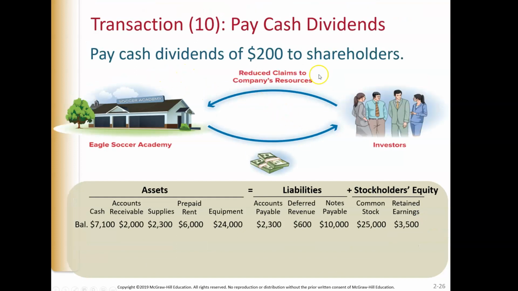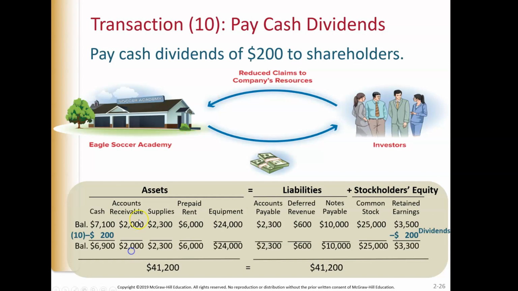We pay cash dividends of $200 to shareholders. So here we are at the end of the period and we're paying dividends to the owners. Well, we pay cash, so we know one of the accounts is cash. Decrease cash by $200. We're also going to decrease retained earnings by $200 by increasing our dividend account. Dividends decrease retained earnings, so we're increasing our dividend account and decreasing our retained earnings. Still in balance.